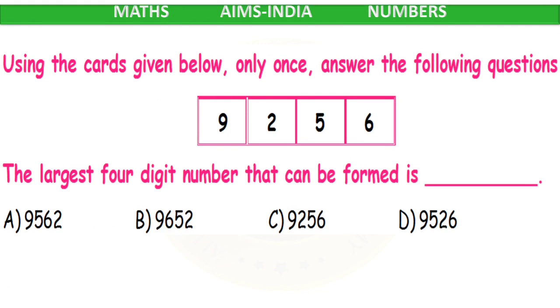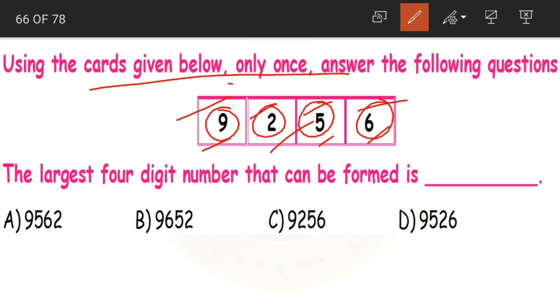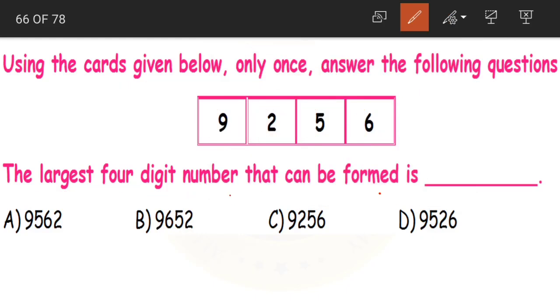Next question. Using the cards given below, only once answer the following questions. Now we are given 4 digits, 9, 2, 5, 6. Now the rule is the cards, the numbers, the digits should be used only once. And with that, what should we do? First we should find out the largest 4-digit number that can be formed. Now how do we find out the largest 4-digit number? We should write the numbers in the descending order from big to small, from the highest to the least.